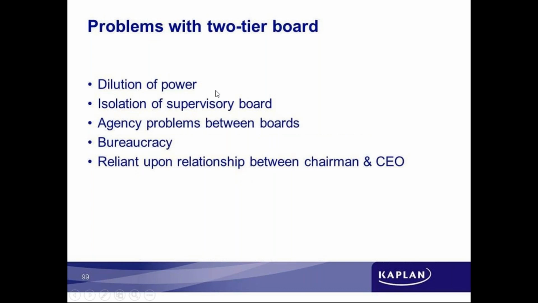Problems are dilution of power, and isolation of the supervisory board. Sometimes they try to become too strong because they are another set of people. Agency problems between the boards because of objectives, bureaucracy, and reliance upon the relationship between chairman and CEO. One question: can the chairman and CEO be the same person?